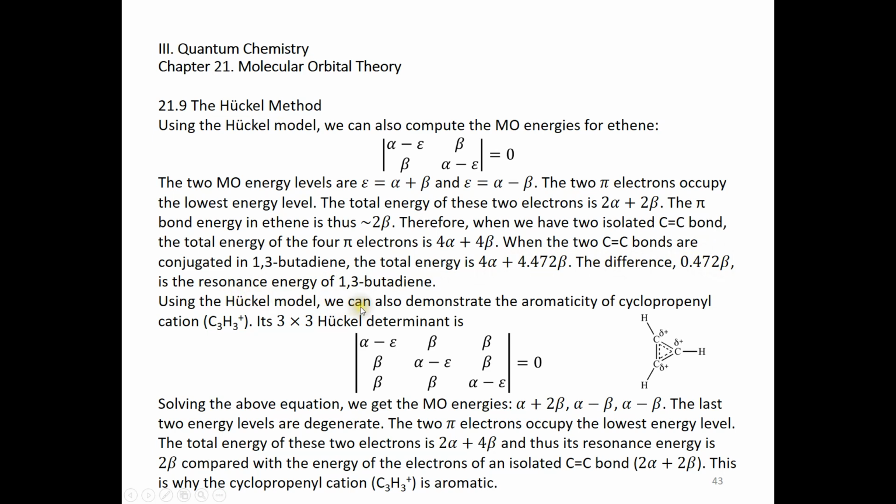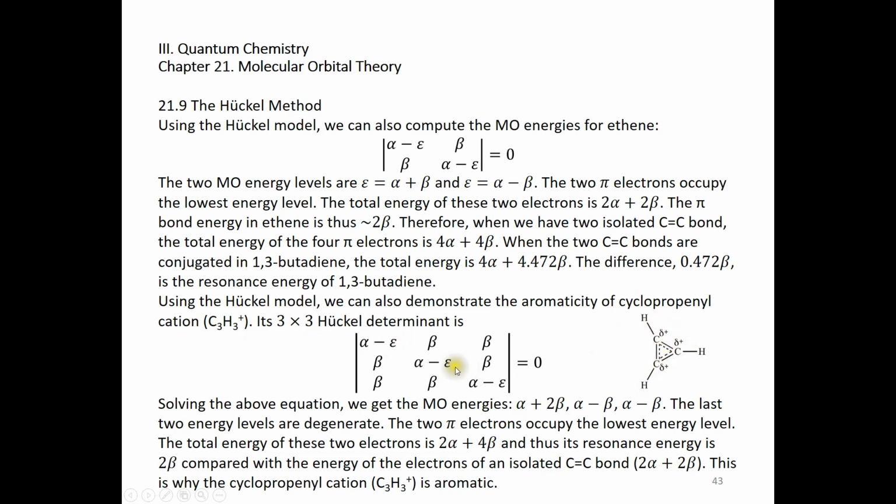Using the Hückel method, we can also demonstrate that this cyclopropenyl cation, C3H3 plus, is aromatic. And we can again look at the structure over here. We have carbon 3 forming a ring structure. We have a plus charge on the entire molecule, and this plus charge is delocalized over the entire molecule.